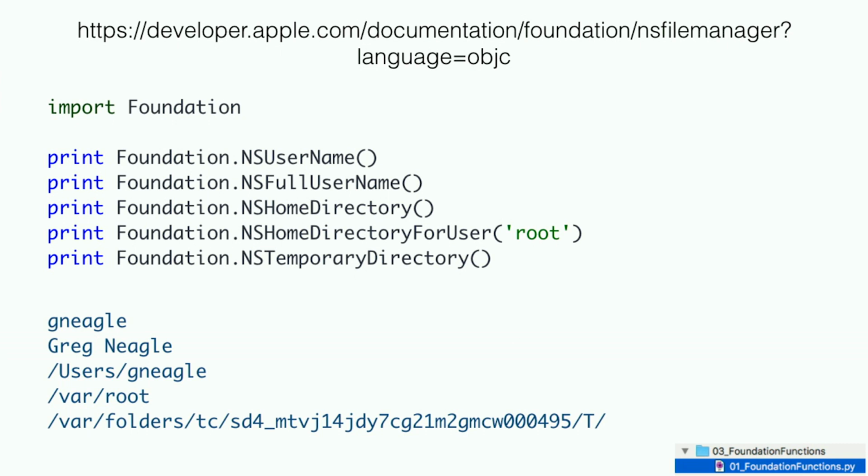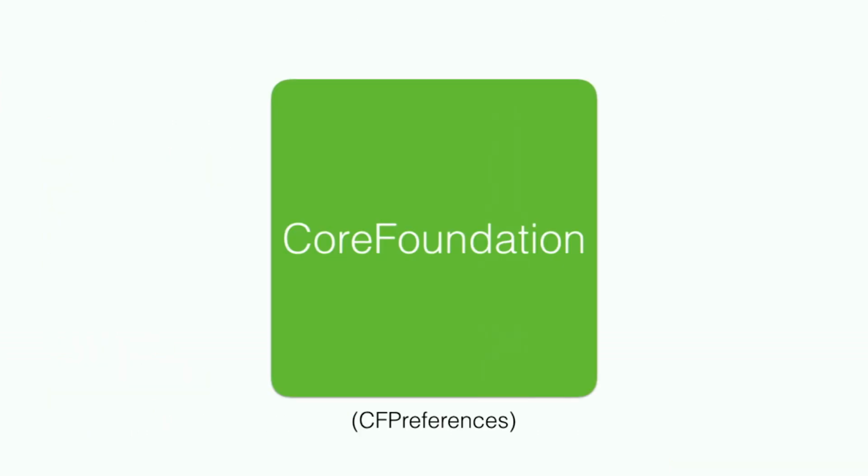So that's not that interesting because a lot of that information you can get pretty easily from Python without having to call Objective-C. But if you're just getting started, start simple, try something easy, make sure it works before you move into the trickier stuff. So we're going to move into the trickier stuff. So let's look at some stuff in CoreFoundation, specifically CF preferences.